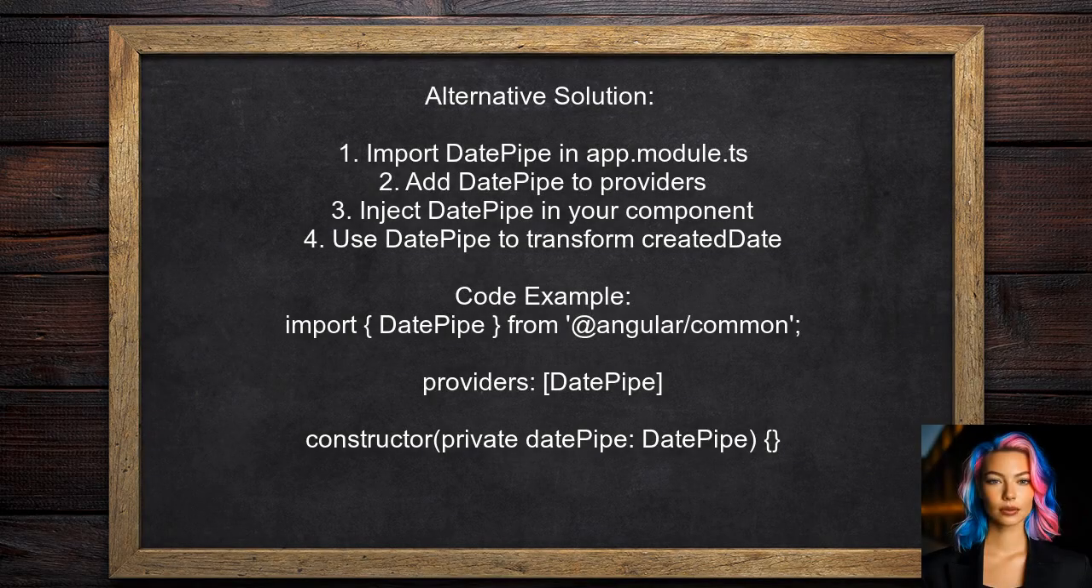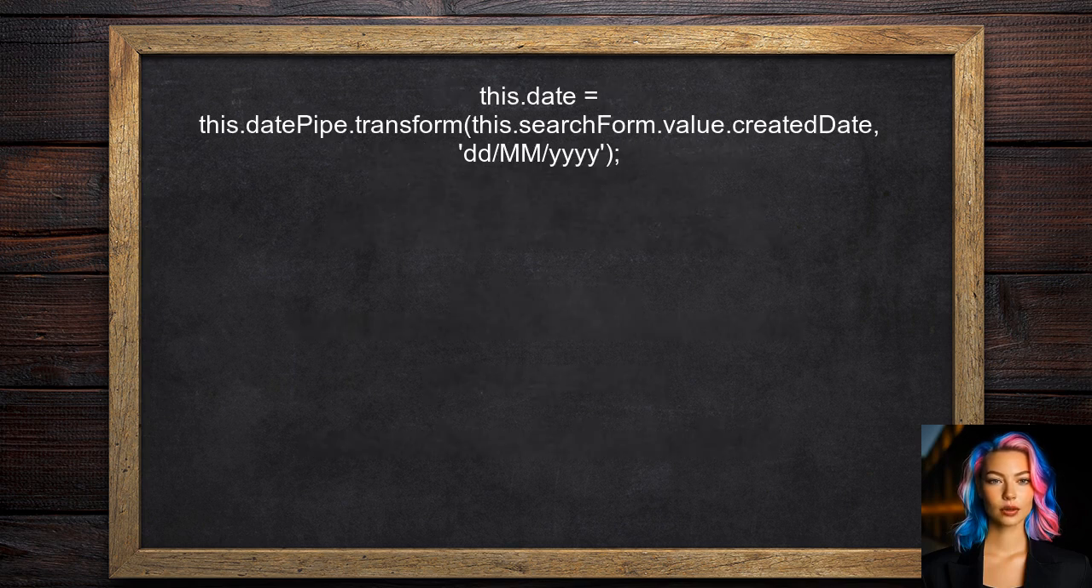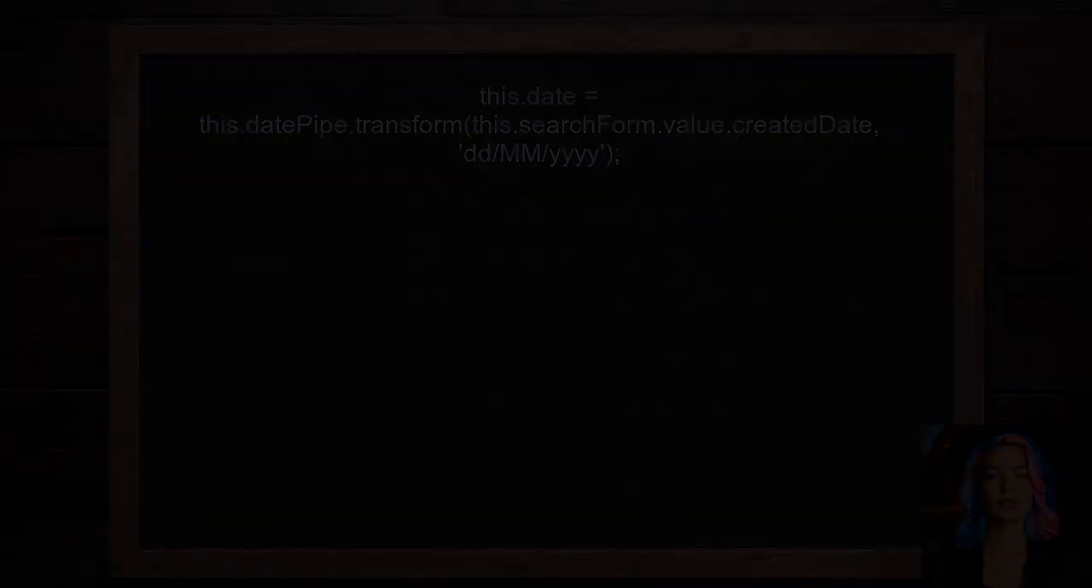Let's take a look at another answer from another user. An alternative solution provided by another user involves using Angular's date pipe. First, import datepipe in your app.module.ts and add it to the providers. Then, inject it into your component. In the search method, transform the created date value using datepipe to format it correctly before saving.